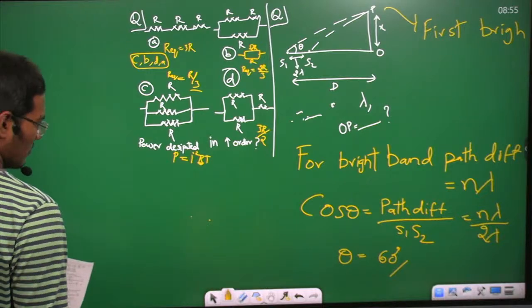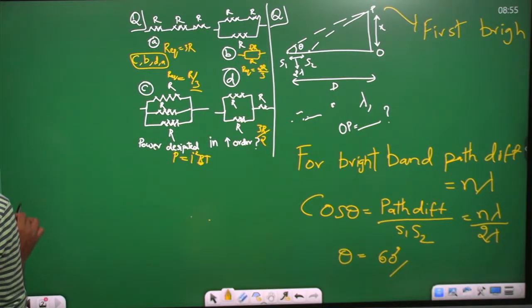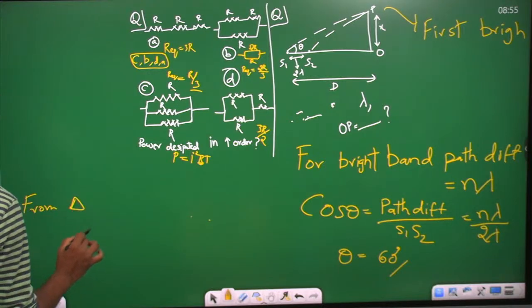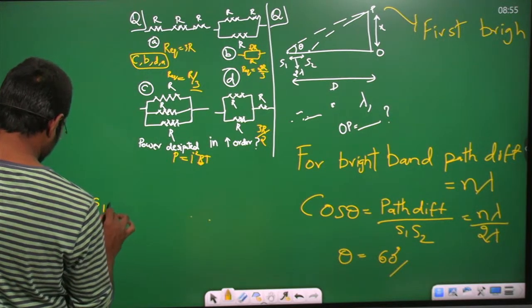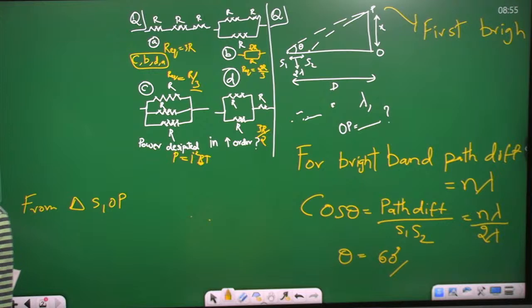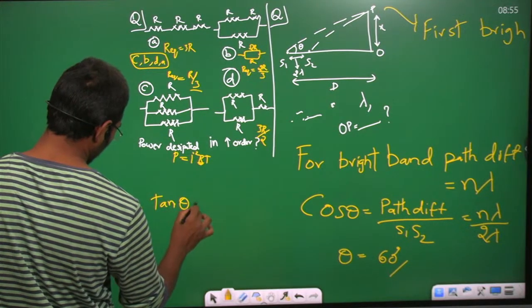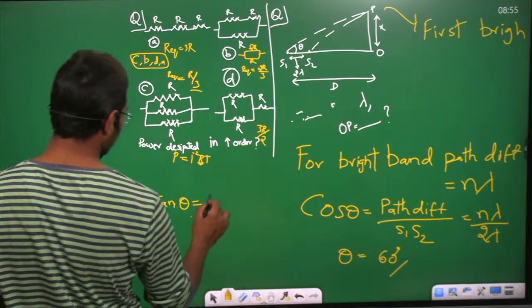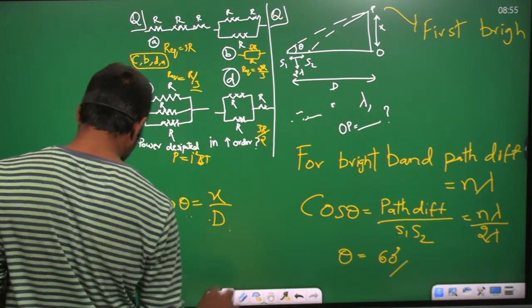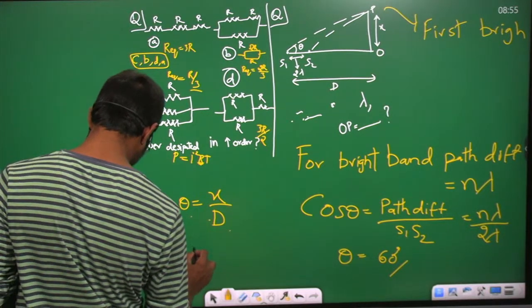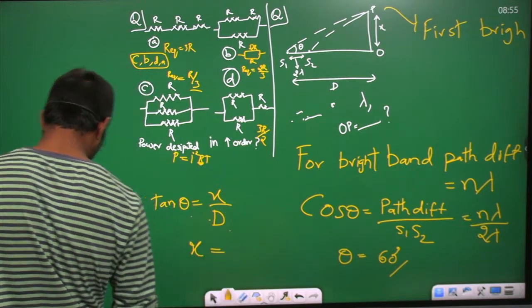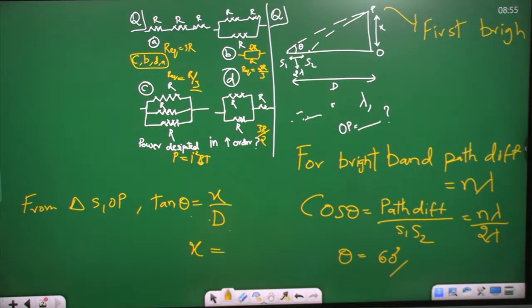So from triangle S1 OP, tan theta is equal to x by d, right? So using this, find x. See, this is a basic fundamental concept. Root 3 d, right? Root 3d.